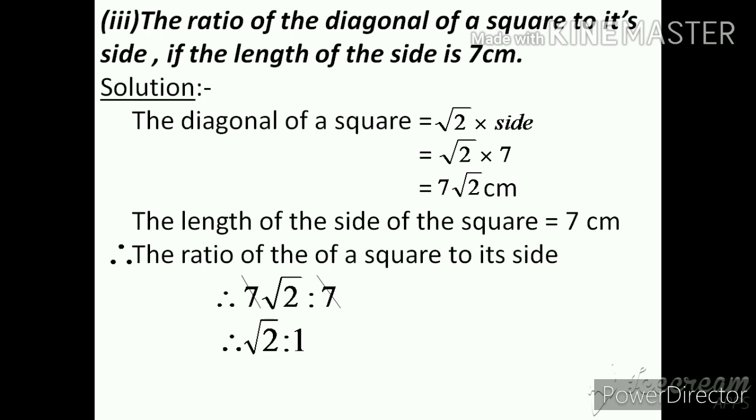Question number 4. Do yourself, children. Now, question number 3. Compare the following pairs of ratios. Here, children, we have to compare the ratios. Before starting the exercise, children, we have learned rules. First one, root 5 upon 3, comma, 3 upon root 7. Here children, for comparison we have to do cross multiplication.